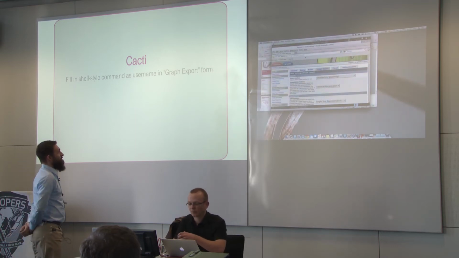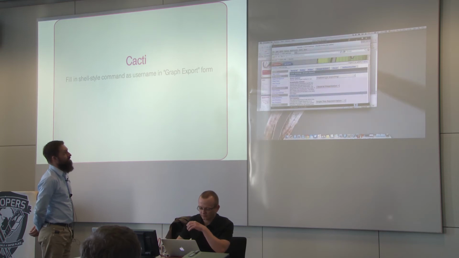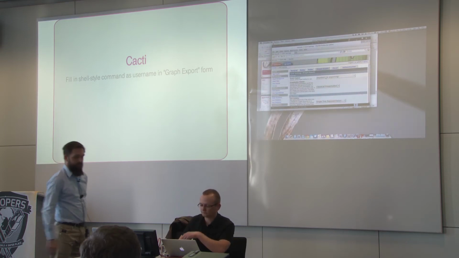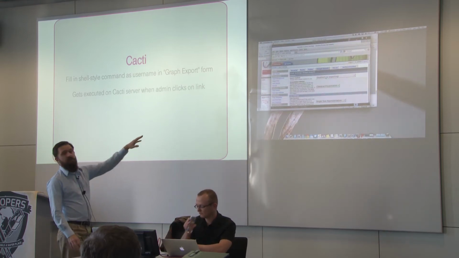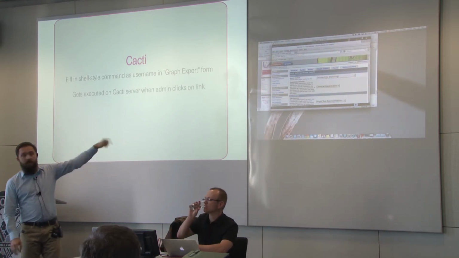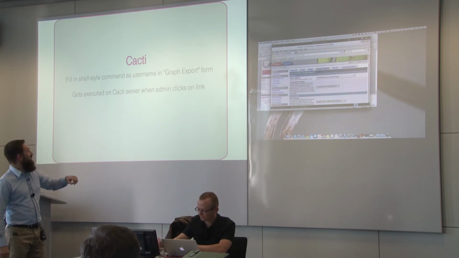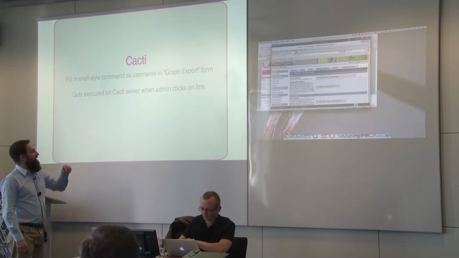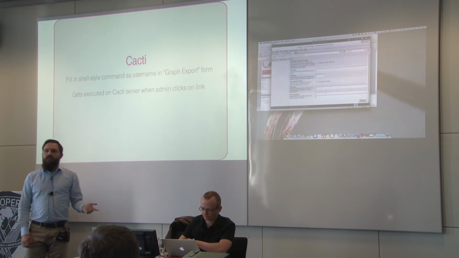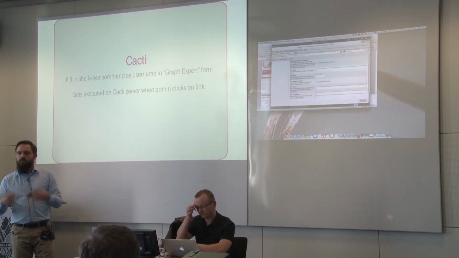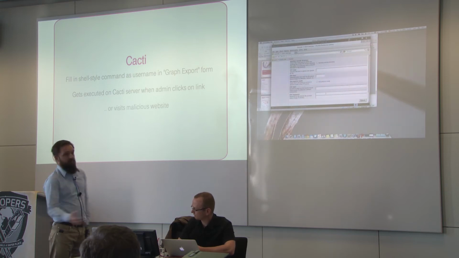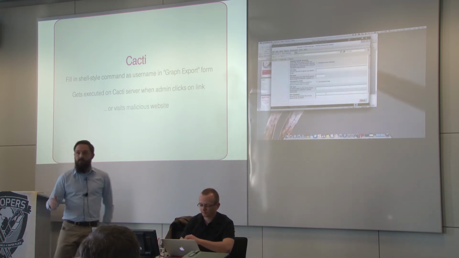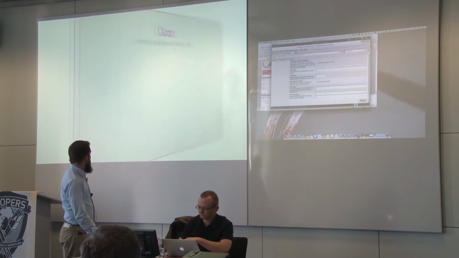Such better. We will use the graph export. So the idea is that you fill in information as the FTP username, which is down there on this side, and the cross-site request forgery gets executed when the admin surfs a website or clicks on a link, or visits a malicious website that the hacker has set up.